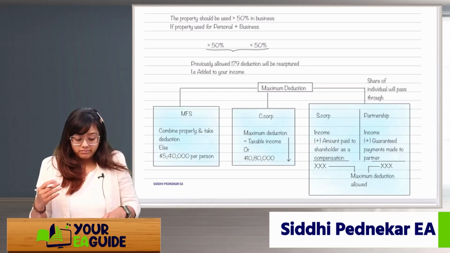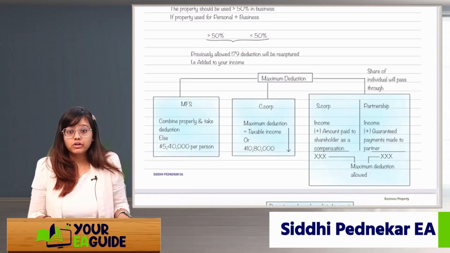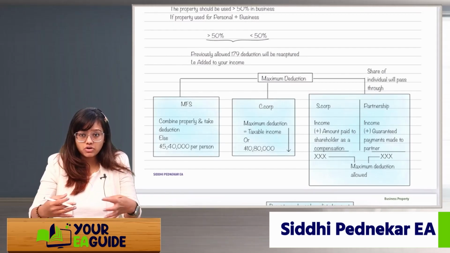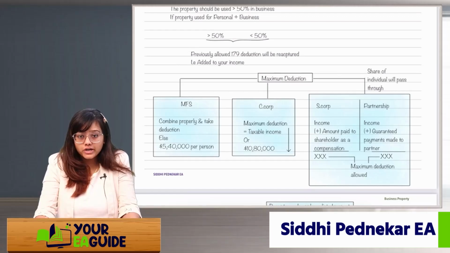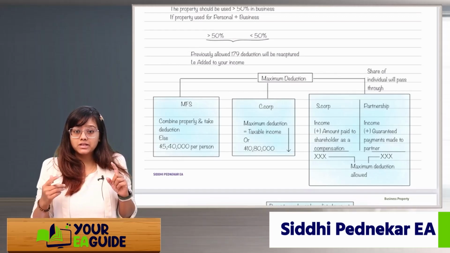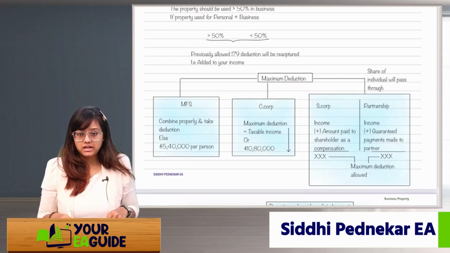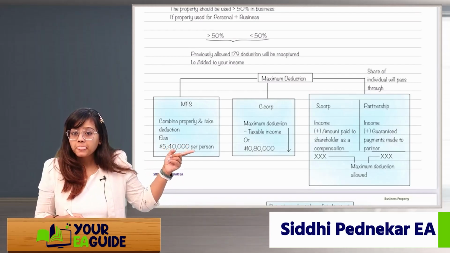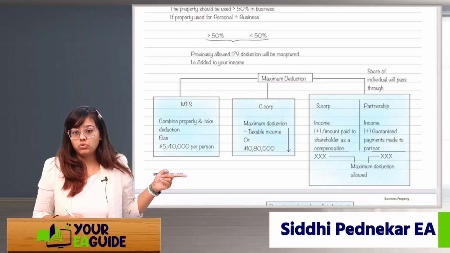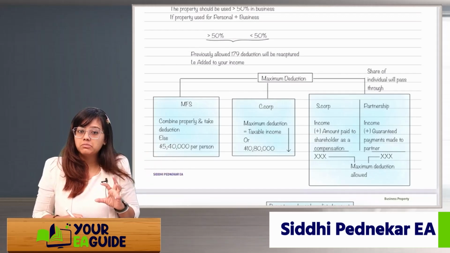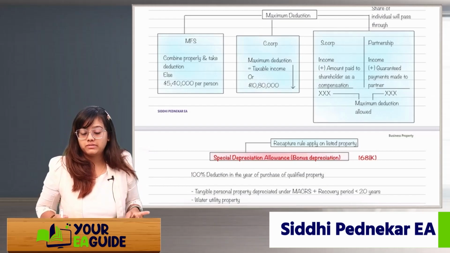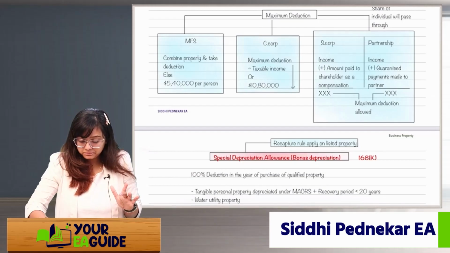Then there is a corporation. Corporations don't pass their incomes to the shareholders, partners, or owners. So the corporation will take this deduction in its books itself, in the P&L. The maximum deduction will be the taxable income or 10,80,000, whichever is lower. Up to the taxable income only they will take. So if it's an S corporation, what will happen?